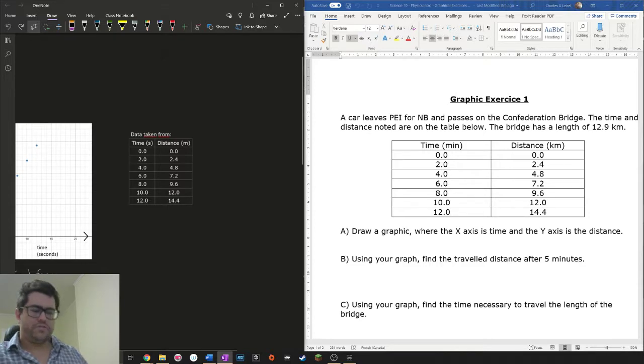Do I need to draw this? So the object rolls. The first person says go. The object has not traveled. The time is 0. And then after 2 seconds, the object is here at 2.4 meters. After 4 seconds, the object is here at 4.8 meters. After 6 seconds, the object is here, 7.2 meters, and so on.